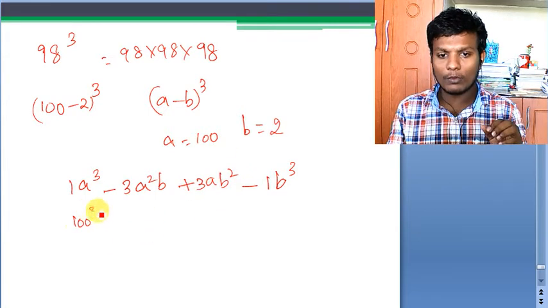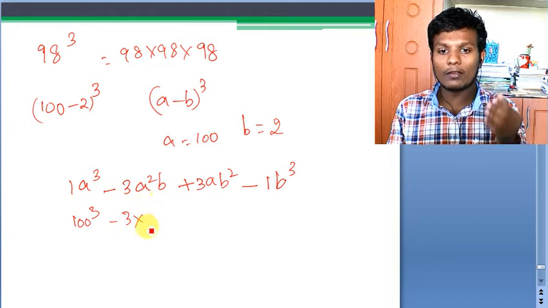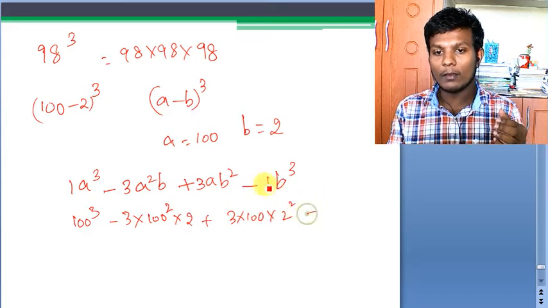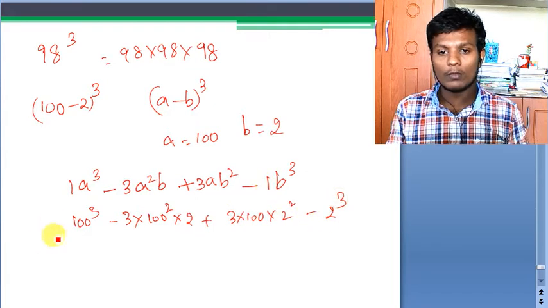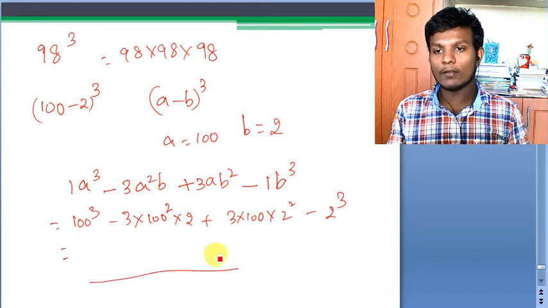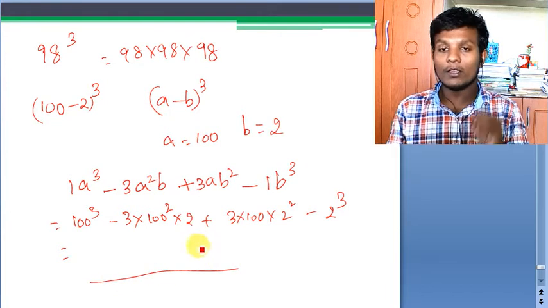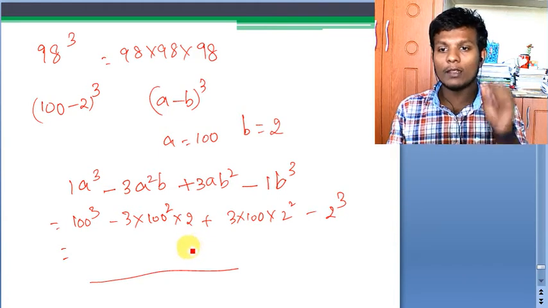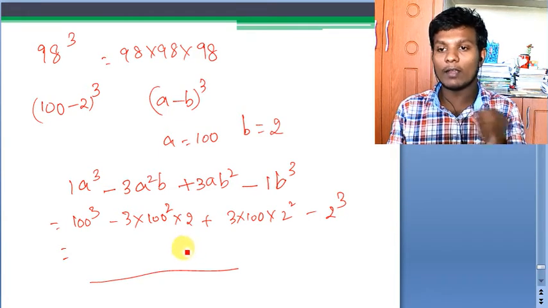It is 100 cube minus 3 into 100 square into b, which is 2, plus 3 into 100 into 2 square, minus b means 2 cube. When you substitute the values, you will get your answer in a much simpler way. So this is the beauty of algebraic identities. When you understand them properly, they will help you vigorously in your calculations.